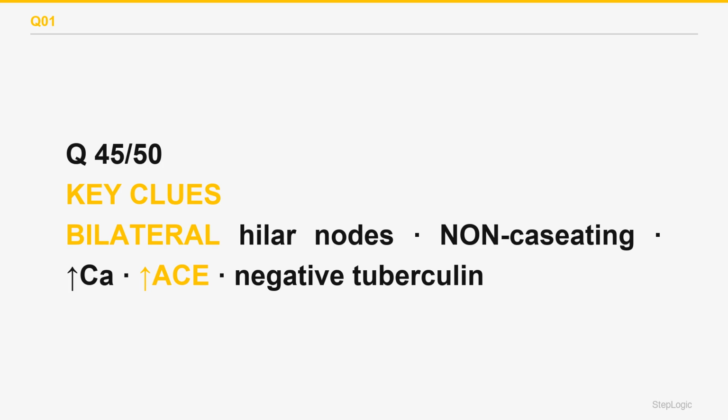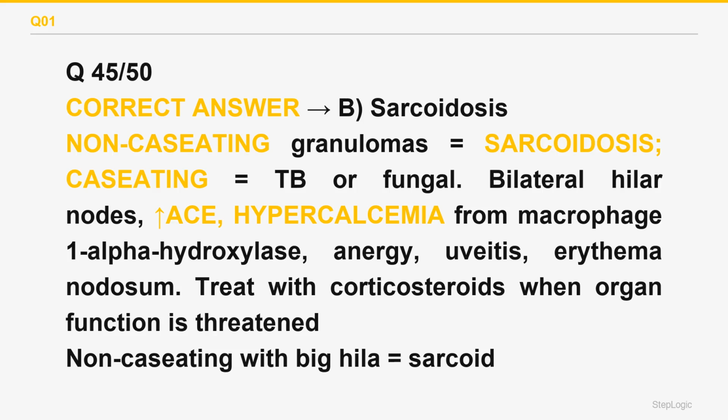Non-caseating granulomas indicate sarcoidosis, and its presentation here is complete bilateral hilar lymphadenopathy in a young adult, an elevated angiotensin-converting enzyme, and hypercalcemia. The negative tuberculin test reflects the cutaneous anergy typical of sarcoidosis and argues further against tuberculosis. Choice A wrong. The correct answer is B.